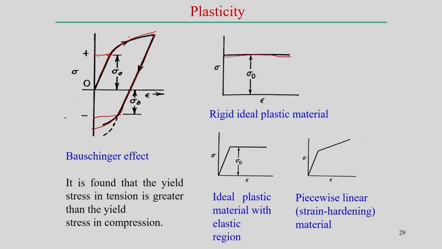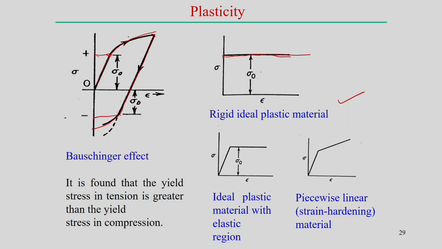So, that means there is no elastic component here; it starts directly from the plastic deformation at this point, and there is no strain hardening effect either, because this curve line is parallel to the strain axis. Therefore, this type of material behavior is called the rigid ideal plastic material behavior.